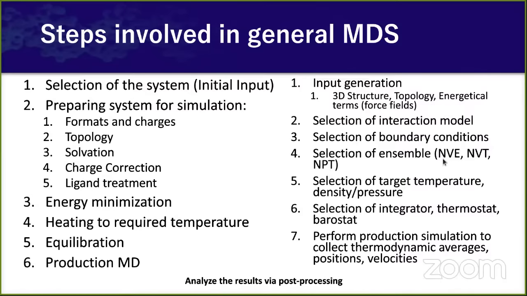V in NVE, the volume of the system will be constant, and E, the energy of the system, will be constant. In NVT, you will have the volume, temperature, and particles constant, and in NPT, the number of particles, pressure of the system, and the temperature will be constant. So you can use these different ensembles depending on different properties you want to use. We'll discuss this during the practical setup.